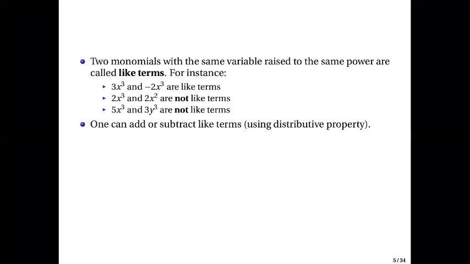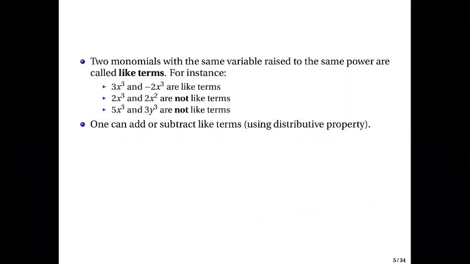So you can add or subtract only the like terms. You can combine them into a single monomial. You can add or subtract unlike terms similar to this, but you cannot simplify them. It's like you will not be able to mix them. But if you are adding or subtracting like terms, you can write them as a single monomial.